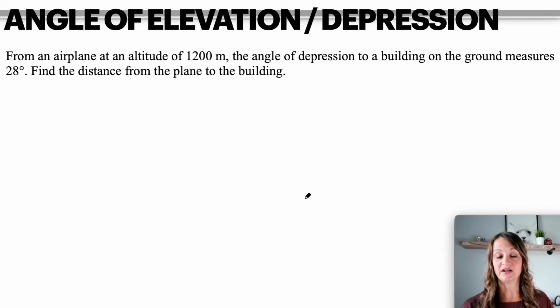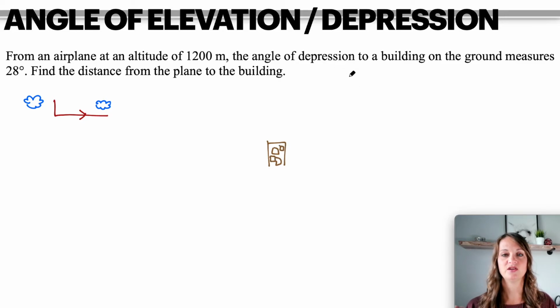From an airplane that has an altitude of 1,200 meters, the angle of depression to a building measures 28 degrees. Find the distance from the plane to the building. So, therefore, let's say we have some airplane. That's my little stick figure airplane. We need to have some clouds around it because he's in the air. And we have a building that is somewhere on the ground. There is our building. And we know it's a building because there's some grass. Okay, the angle of depression is 28 degrees.